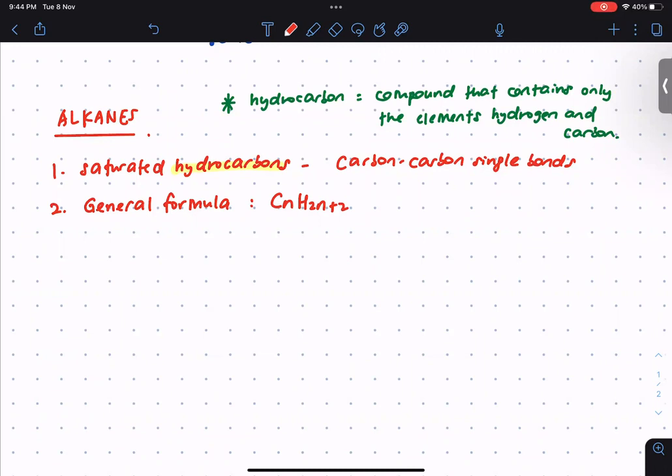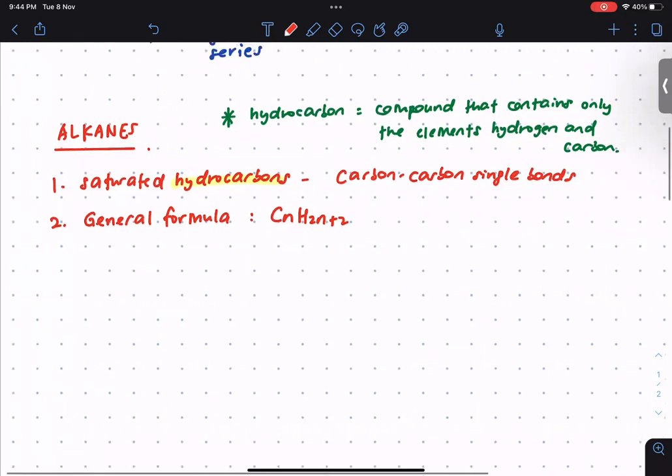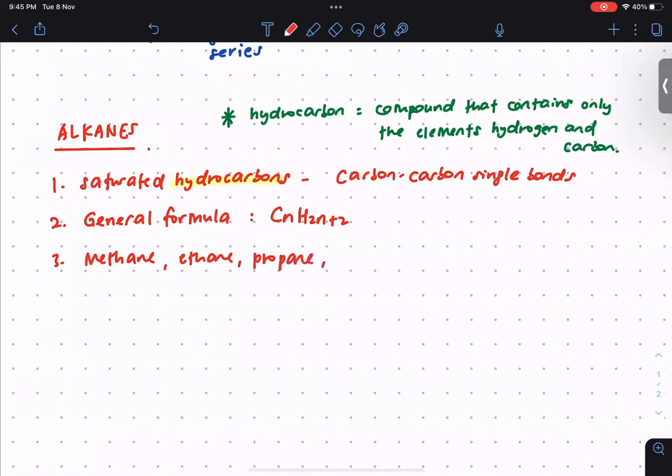So the naming system is very easy. It starts with math. All right, naming. I'll just show you. You have the first few members: methane, ethane, propane, butane, and so on. So we have an "ane" behind as the naming system.